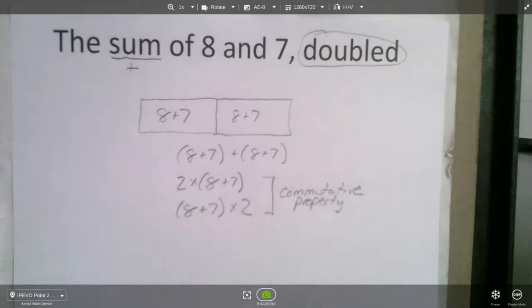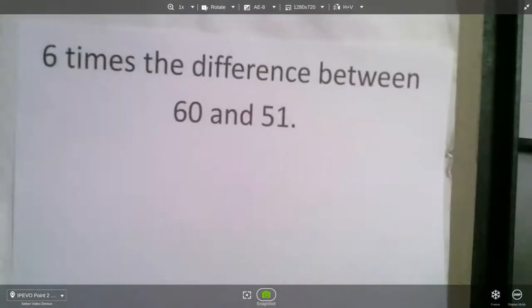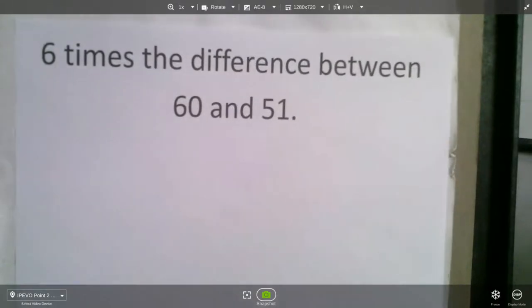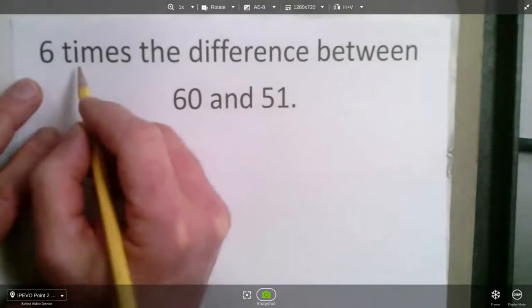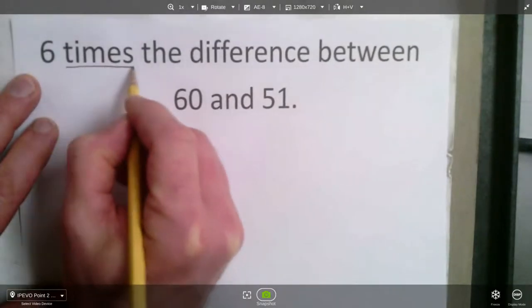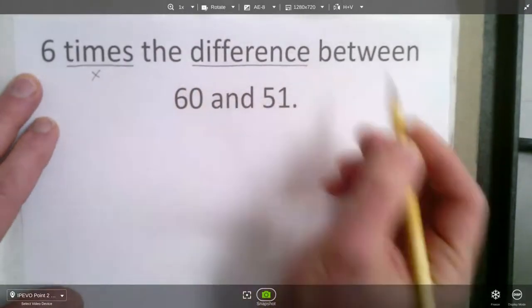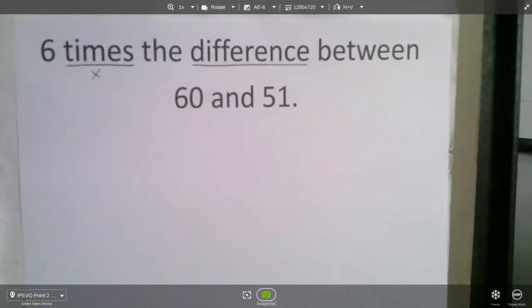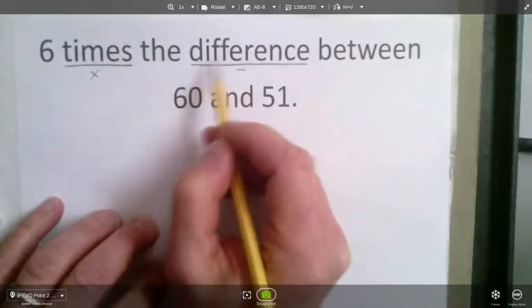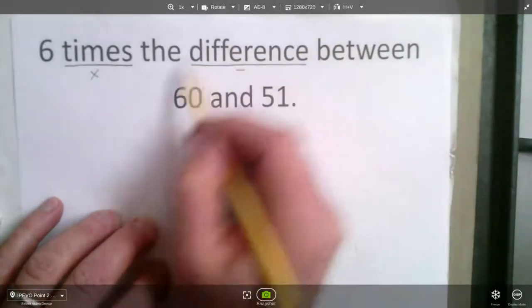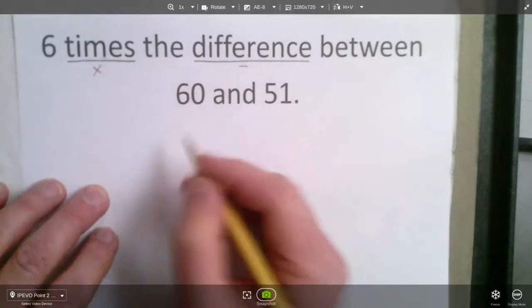So now let's take a look at another one, and you'll get a chance to practice some of it too. So this is 6 times the difference between 60 and 51. So we know that times means multiplication. What operation does difference mean? Difference means subtraction. So I want the difference between 60 and 51, and I want 6 times that.